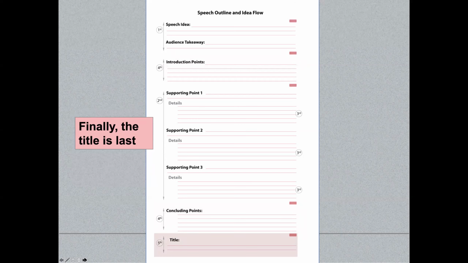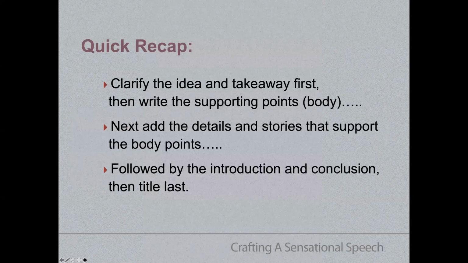So I know that's a lot of information, so here's a quick recap of that process. First, clarify the big idea and takeaway, which you have from your simple outline process. Then write the supporting points, again, from your simple outline. Next, add the rich details and stories that support those body points and the big idea, followed by the introduction and conclusion, since now you know what you're actually introducing and concluding. And then finally, write the title last.